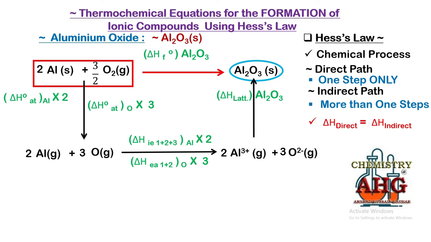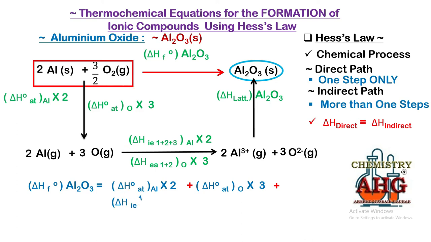So now let's write down the formula. Standard enthalpy change of formation of aluminum oxide is equal to atomization of aluminum multiplied by 2 plus atomization of oxygen multiplied by 3. So now we are going to take the sum of the remaining 3 arrows: plus first plus second plus third ionization energy of aluminum multiplied by 2 plus first plus second electron affinity of oxygen multiplied by 3 plus lattice enthalpy of aluminum oxide. So you can see now we have also come to know what is the formula by applying Hess's law for these thermochemical equations. Now by using this formula we can solve a numerical problem where we are asked to find the numerical value of some unknown enthalpy change.